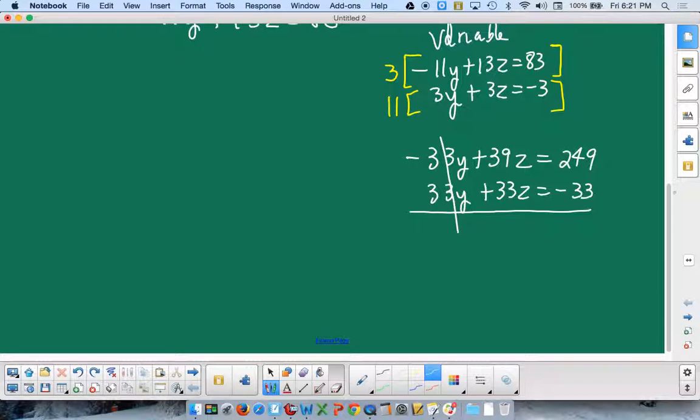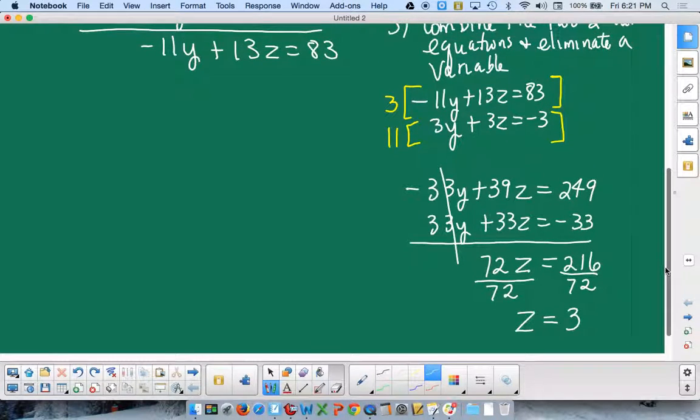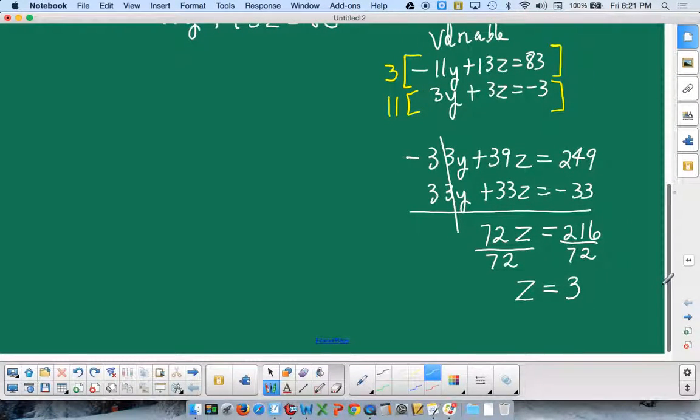My 33y's cancel. And now the moment of truth arrives. If I add that down, I've got 72z. And 249 minus 33 is going to be 216. And this is where you find out if you did it right or not. Because when you go to solve for z, you hope that it's divisible by a decent number, or at least a simple fraction that's nice. And in this case, it does indeed come out to z equals 3. So at long last, I have now figured out that variable z is 3.